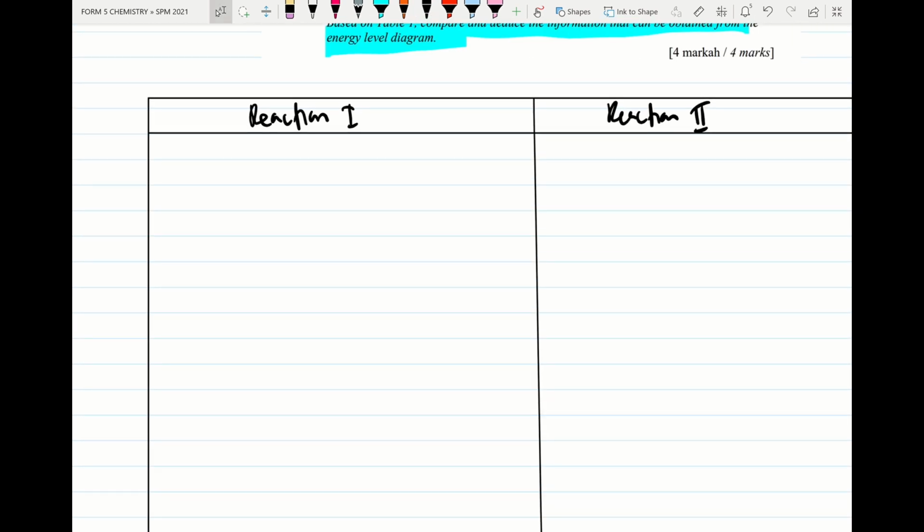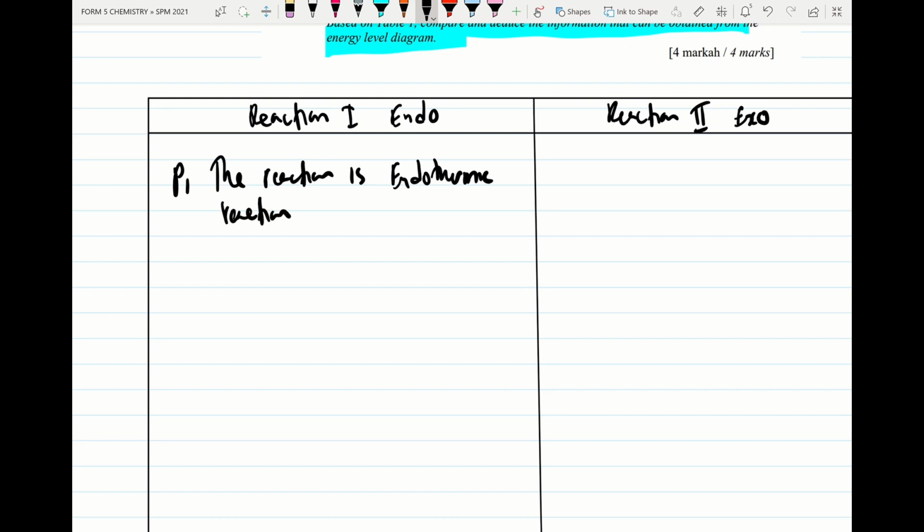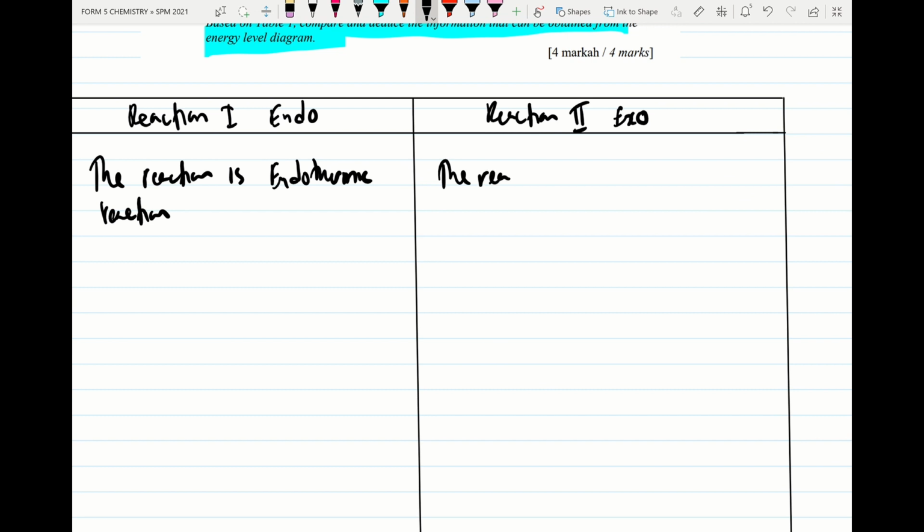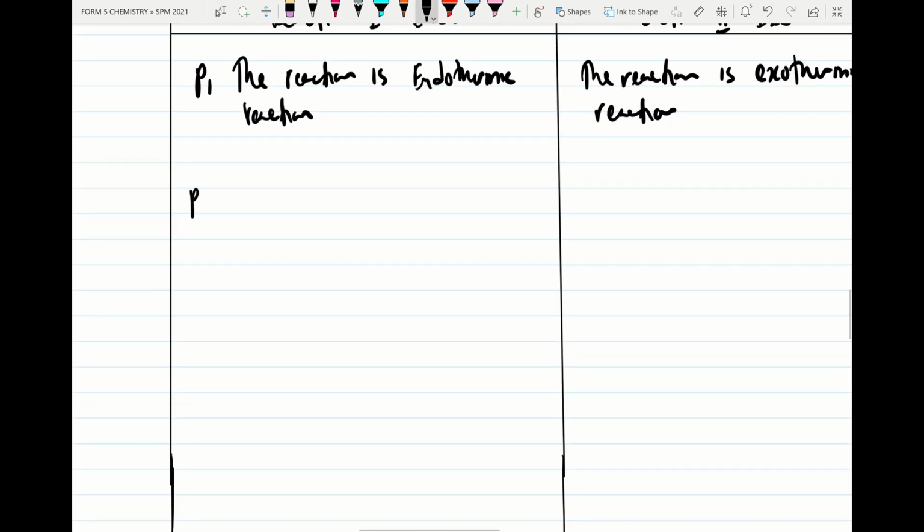So reaction number one, please remember, this is known as endothermic, this is known as exothermic reaction. So first, point one, the reaction is endothermic reaction, where the heat energy is absorbed from the surrounding. So here I put, the reaction is exothermic reaction, where the heat energy is released to the surrounding. All right, so we go for point number two.